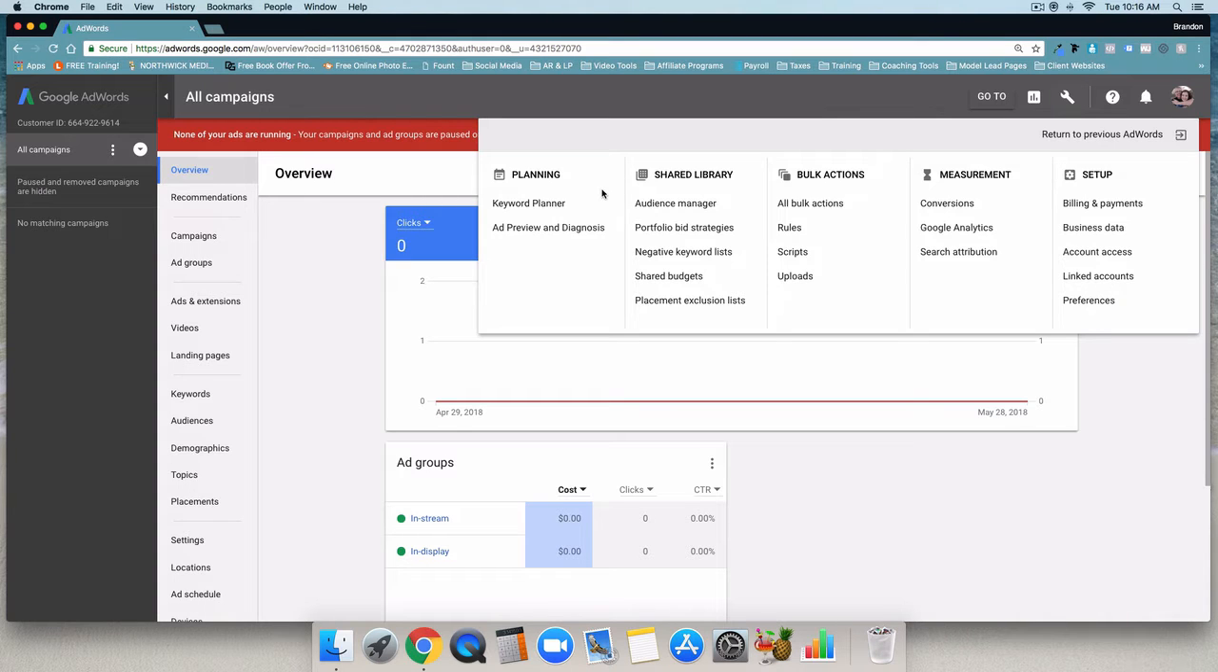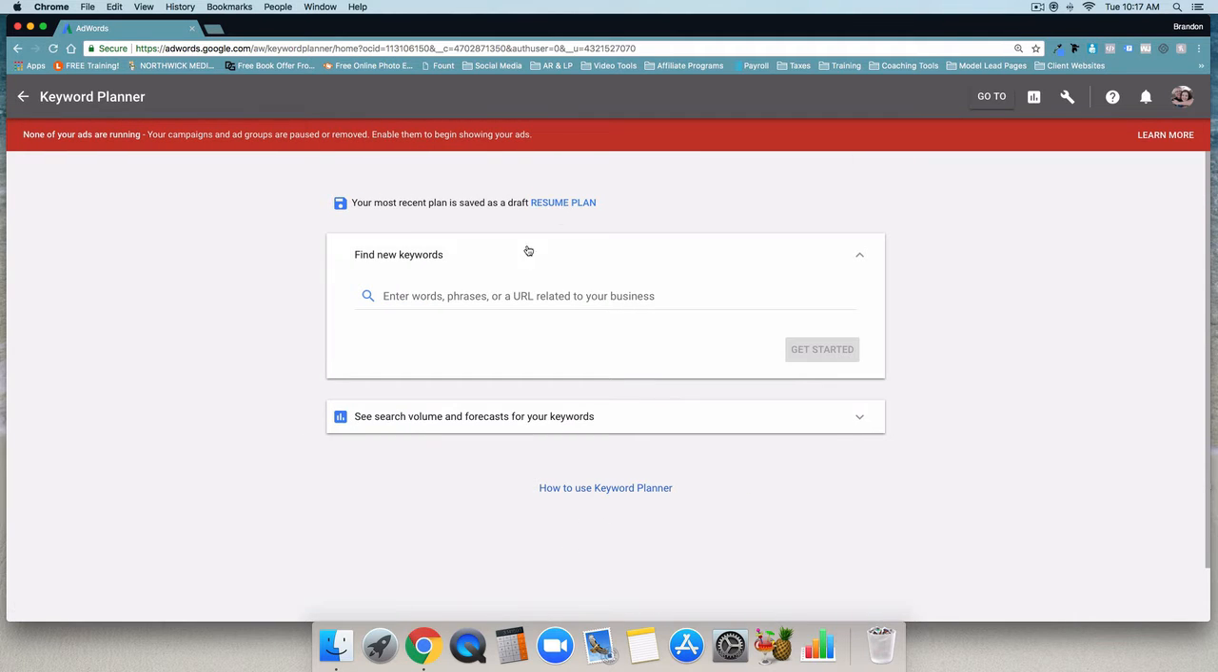All right, everybody, we're going to pick up exactly where we left off in the last course, and we want to head right over to the keyword planner. So now that you've got that drop-down menu open, let's go right over to the keyword planner. Now you have two options, right? You have Find New Keywords and you have See Search Volume.